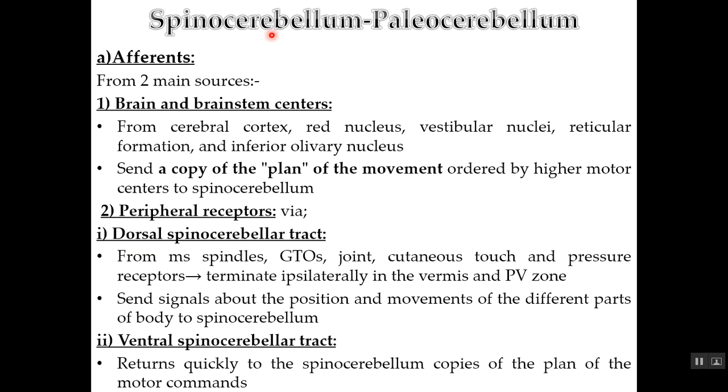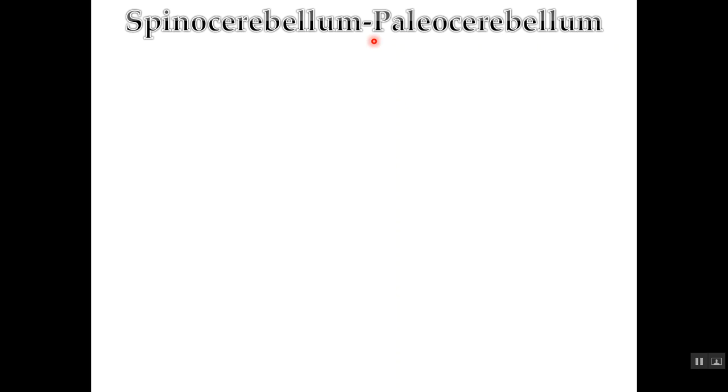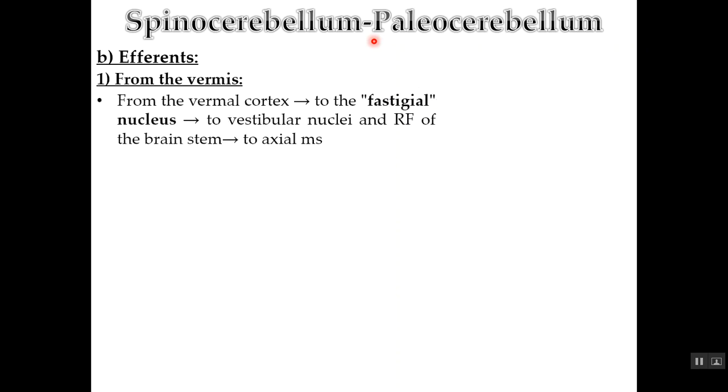This is the spinocerebellum, or paleocerebellum. This is the afferent. What about the efferent? The efferent comes from either the vermis or the paravermal zone. From the vermis, the signals go to the fastigial nucleus, then to the vestibular nuclei and the reticular formation in the brainstem, and finally to the axial muscles.